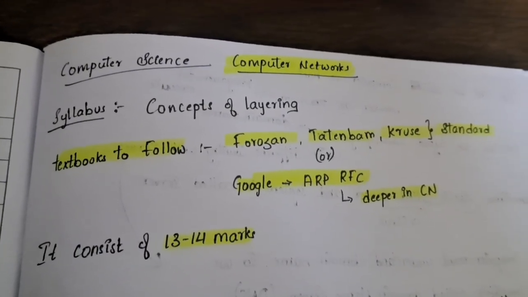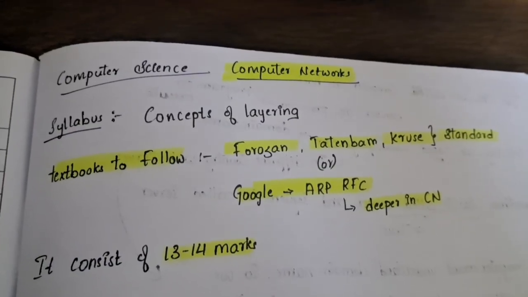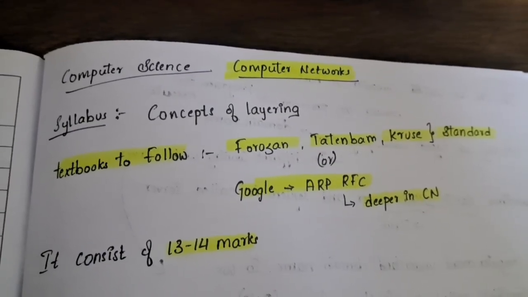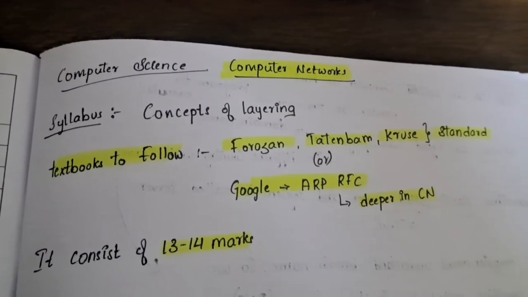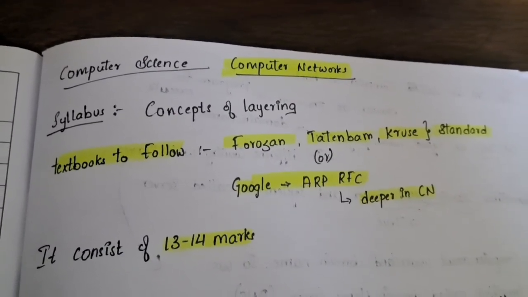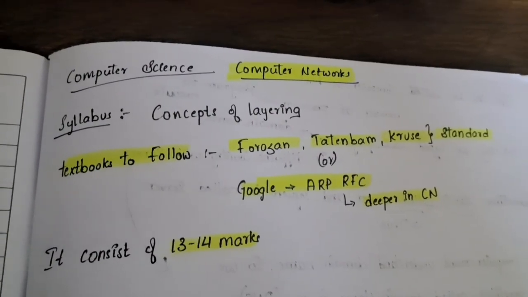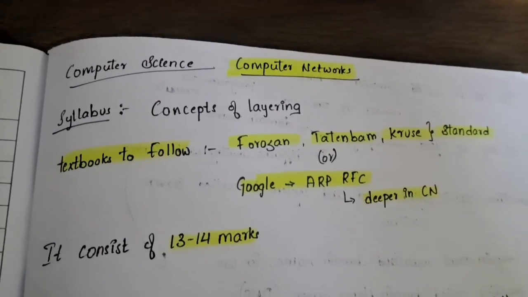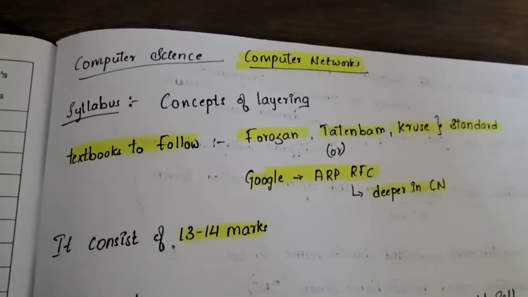So in this session, we'll be starting on with the computer networks chapter. This chapter consists of 13 to 14 marks. And coming to the syllabus, we'll just go through an overview, because talking about each and every topic is actually a waste of time and you people may feel bored. So I'll just tell the main topics.